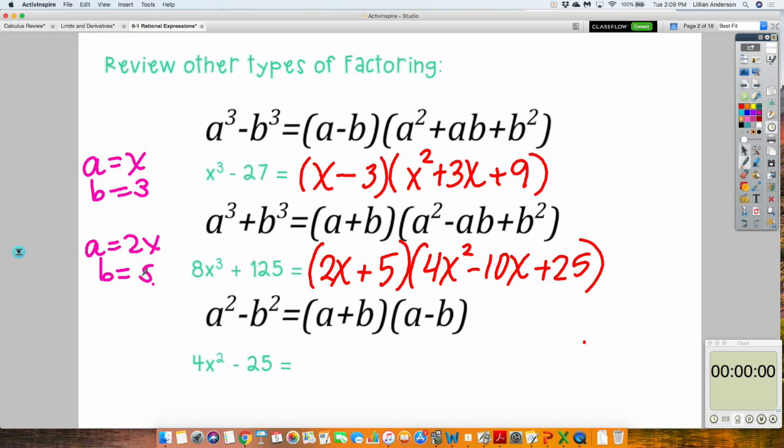The last one, difference of perfect squares. This one's an easy one, because pretty much all you got to do is just take the square root, write it twice, one with the plus, one with the minus. What's the square root of 4x squared? 2x. What's the square root of 25? So one's a positive, one is a negative. And that's it. All right?